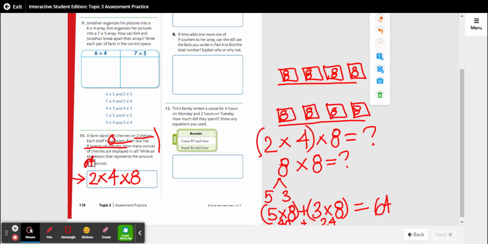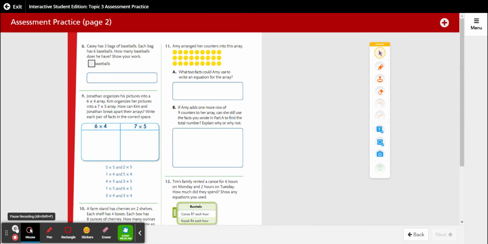Did we answer the question? Absolutely. We wrote an expression that represents the amount, and we also answered how many ounces of cherries are displayed in all. And we have successfully used the associative property.